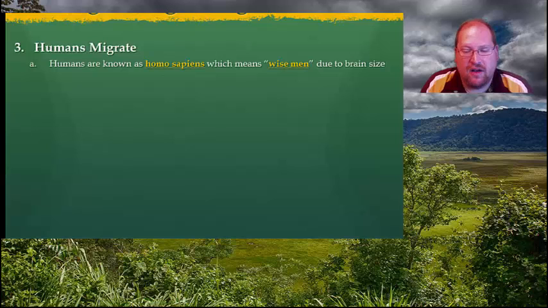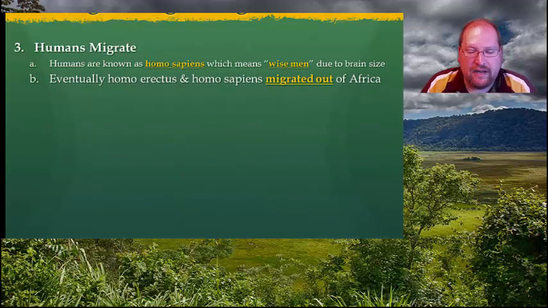Humans, such as ourselves, are known as Homo sapiens, which means wise men. Due to brain size and how it compares to other hominids, basically it means our brains were bigger than those other hominids that have been seen. Eventually, Homo erectus, which is another type of hominid, and Homo sapiens migrated out of Africa.